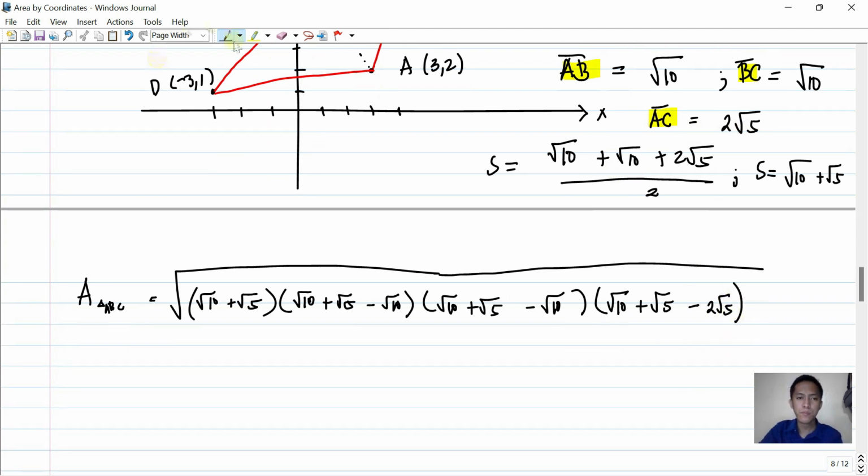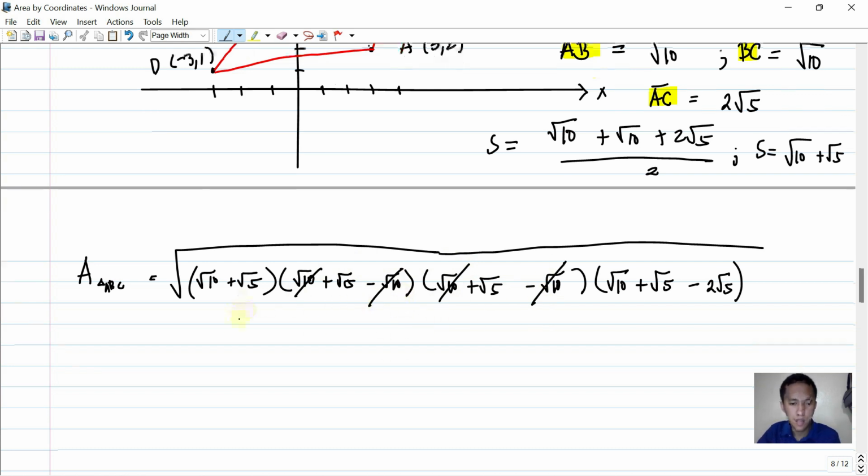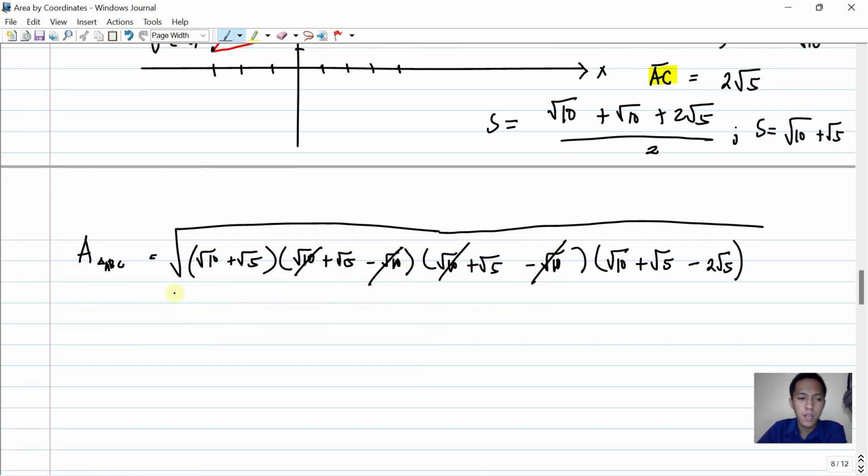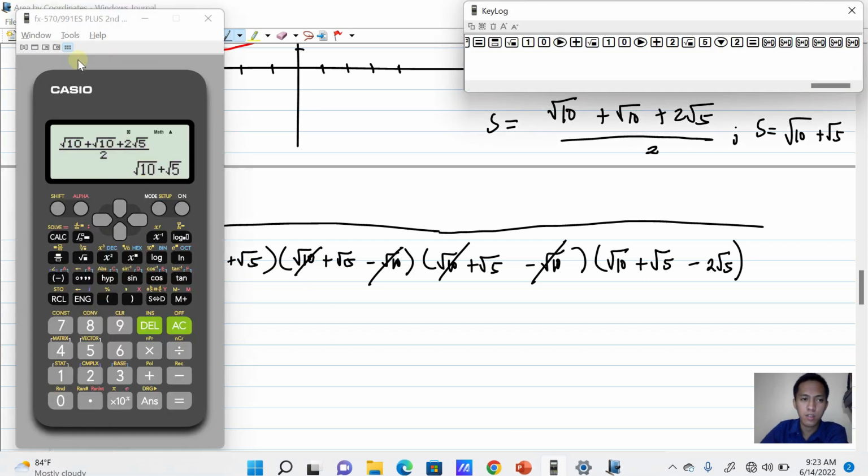Okay. So let's just identify what will cancel out here. Square root of 10 will cancel out, square root of 10 minus square root of 10, and it remains this. And this is the simplified expression for triangle ABC. So let's just input that into our calculator.